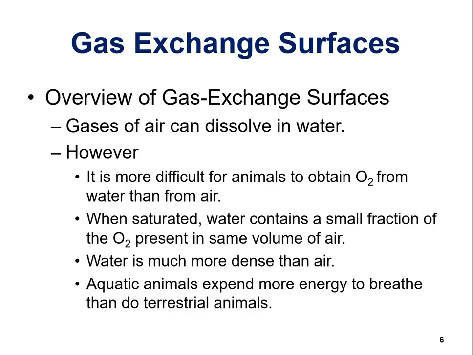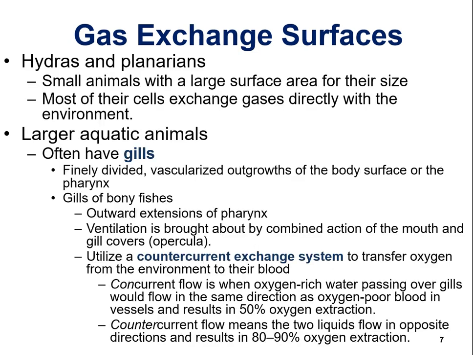Okay, so obviously we've got lots of aquatic animals that are able to do that. They do expend a lot more energy to breathe than terrestrial animals, due to these reasons that I just mentioned above, right? It's more difficult to get that oxygen out of the water. There's essentially less oxygen in water in any given volume. Okay, so aquatic animals have to work a lot harder to get that oxygen.